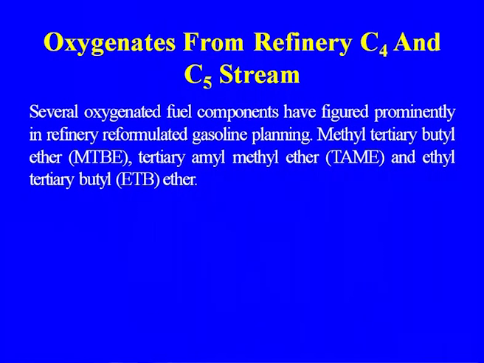Now, as I told you, one of the very important products which you are getting from the C4 and C5 stream is MTBE, TAME and ETBE. Several oxygenated fuel components have figured prominently in refinery reformulated gasoline planning, especially with the phasing out of tetraethyl lead, where methyl tertiary butyl ether plays an important role. And with the availability of alcohol also, we can go for ethyl tertiary butyl ether.